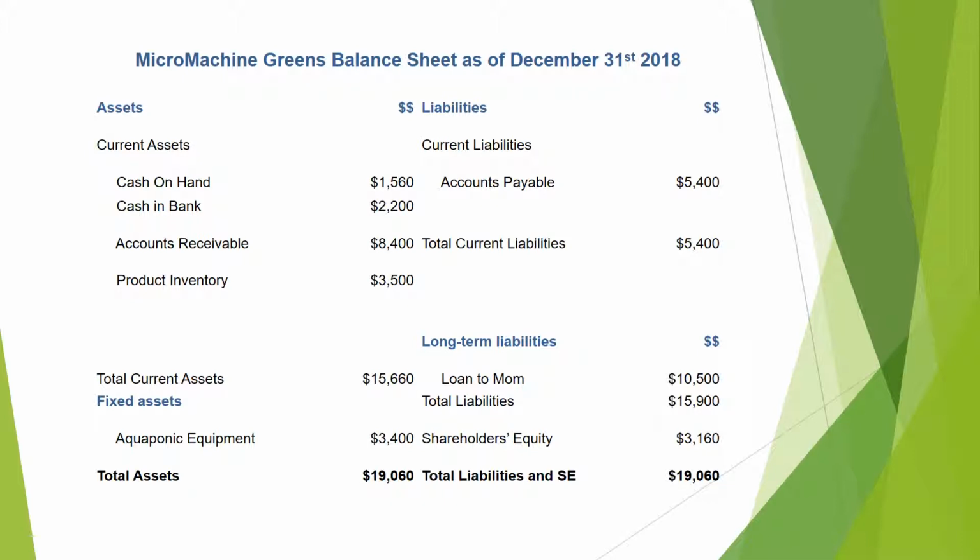All right, so here we go. This is typically what a balance sheet is going to look like. We can see on our left are the assets, and then on the right we have the liabilities and the shareholders' equity, which is listed there at the bottom. You can see that it balances out. So total assets equals $19,000, and then the total liabilities plus the shareholders' equity equals $19,000 as well.